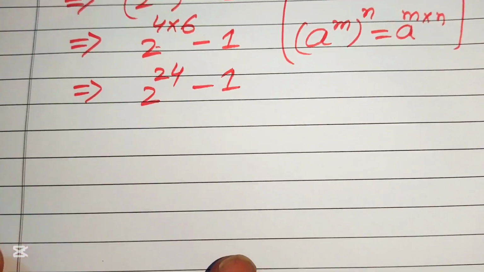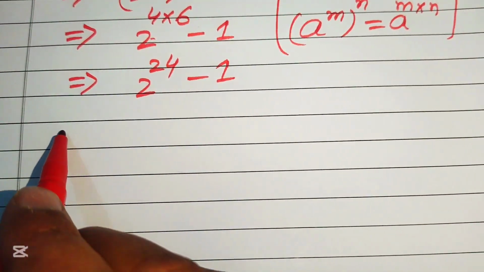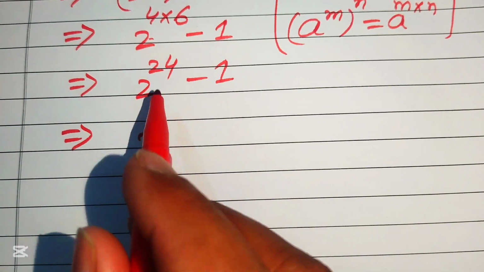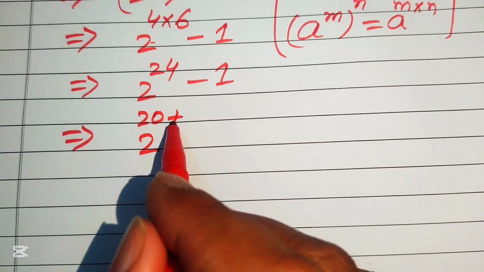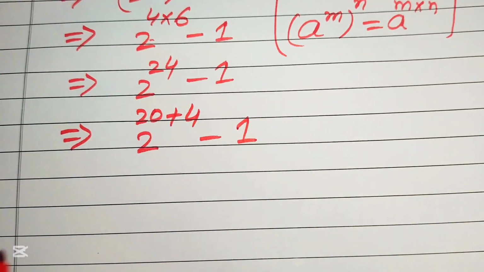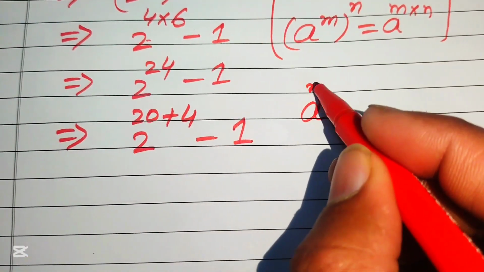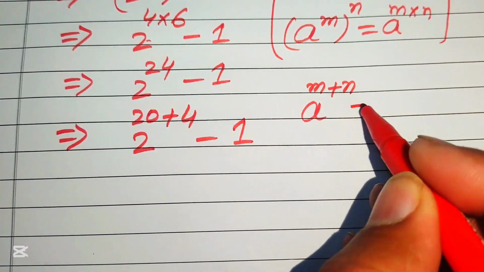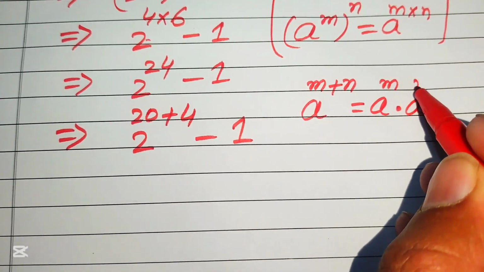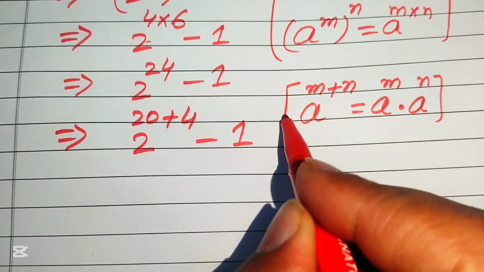So now here we need to again focus on the exponent of this term. The exponent of this term is 24, and we again break this 24 and write it as 2 to the power of 20 plus 4 minus 1. Here we apply this exponent law. If you have a to the power of m plus n, it equals a to the power of m multiplied by a to the power of n.